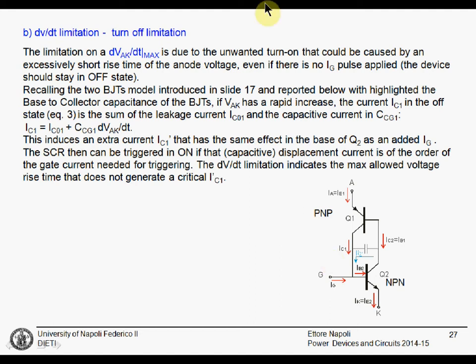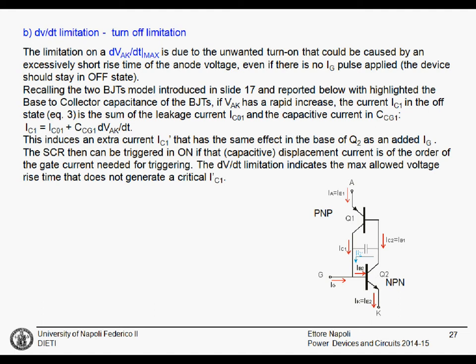This can be explained recalling the two bipolar junction transistor model that we introduced in slide 17, and that is reported below. In this model, we also highlight the collector to base parasitic capacitance that is present in the device. We can see that if the anode to cathode voltage has a rapid increase, this voltage will increase quite fast.